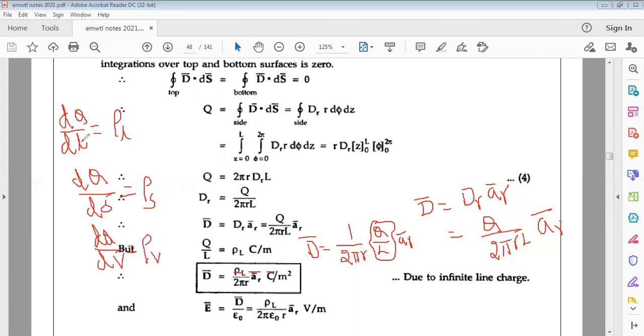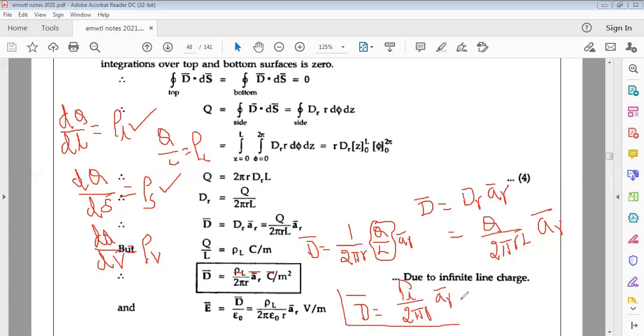The change of charge with respect to length is the charge density ρL. The change of charge with respect to surface is nothing but the charge density ρS. See here, there is no change, so Q by L is equal to ρL. So finally, D bar is equal to 1 by 2πr times ρL into ar bar.